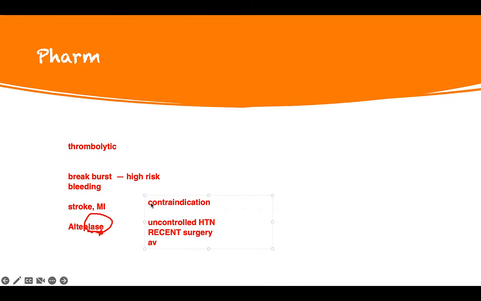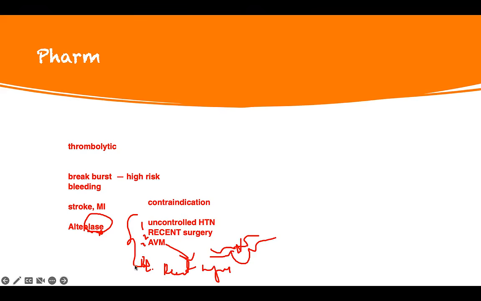If you have an arteriovenous malformation, that means your veins and your arteries are together. If this is the vein and the arteries are here, they are together. So you have something that looks like an aneurysm, but it's a malformation. This can bleed easily and can rupture. So 1, 2, 3, they cannot have it. And then recent head injury. So you have to know these 4 contraindications.